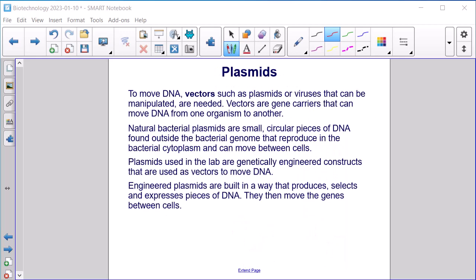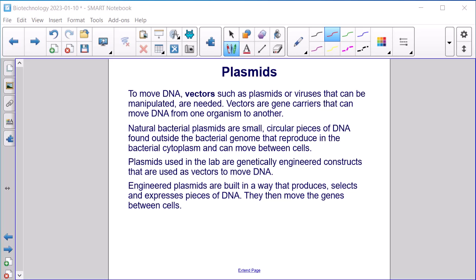Plasmids. To move DNA, vectors such as plasmids or viruses that can be manipulated are needed. Vectors are gene carriers that can move DNA from one organism to another. Natural bacterial plasmids are small, circular pieces of DNA found outside the bacterial genome that reproduce in the bacterial cytoplasm and can move between cells.